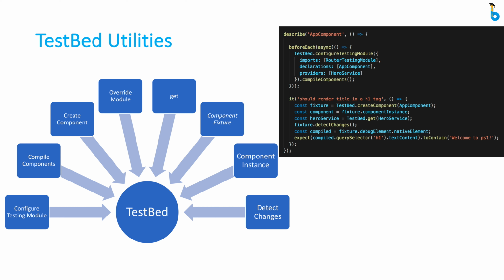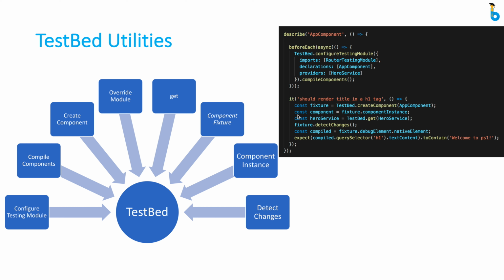And component instance has each and every individual instance of the particular component at run time. And detect changes helps us to detect the particular changes when we are making some changes in our application. By default, Angular will detect the changes in our application, but if you run in test mode, we have to detect changes manually.